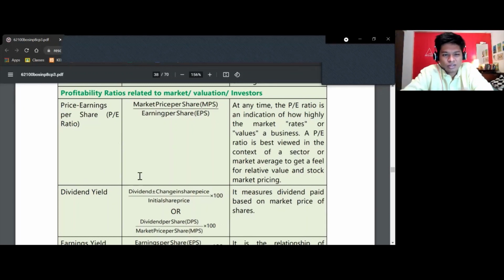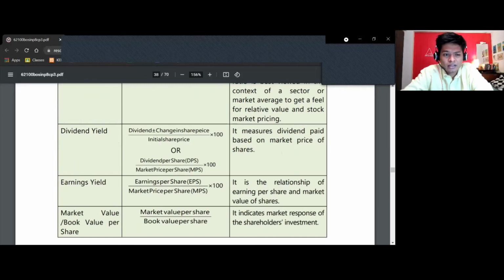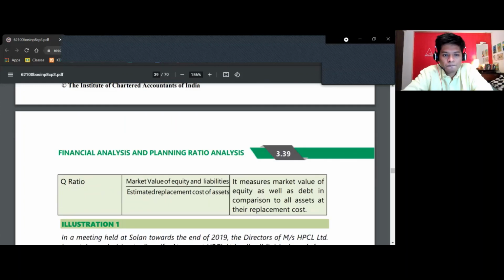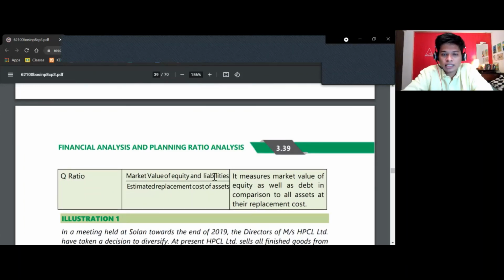Dividend yield not required, earning yield not required. Market value by book value, so market value divided by book value. Book value, let's say it's 10 rupees per share, and market value is 200, so it's 20. And Q ratio is market value of equity and liabilities divided by replacement cost, not required, leave it. Okay, so these are the ratios.